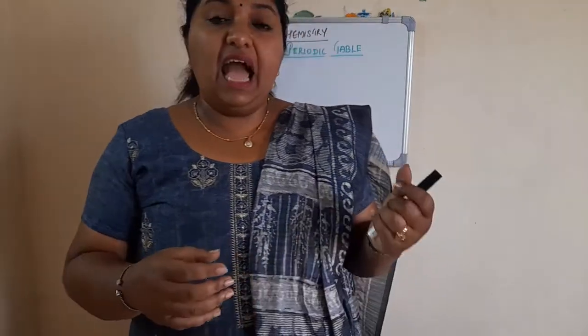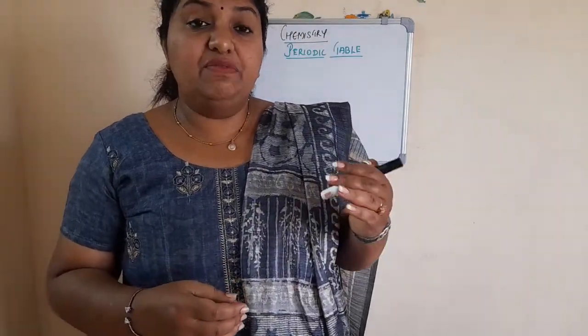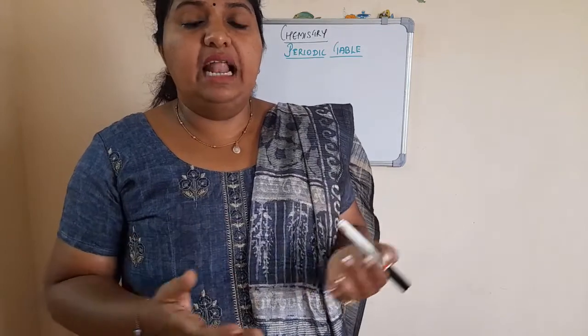Dobereiner came. His law was known as the law of triads, where he said that the average of the atomic mass of the first element and the third element will give you the atomic mass of the middle element. But when elements with higher atomic mass were discovered, this law could not be followed. It was discarded.